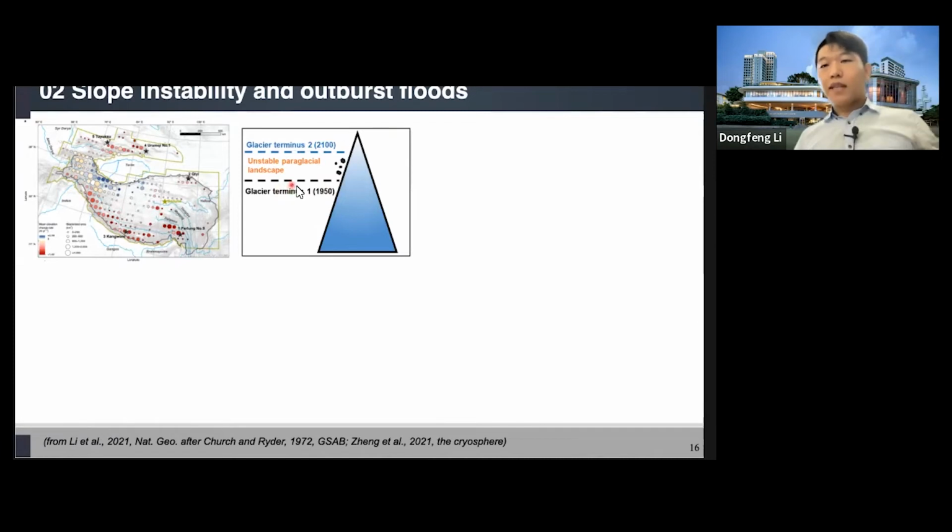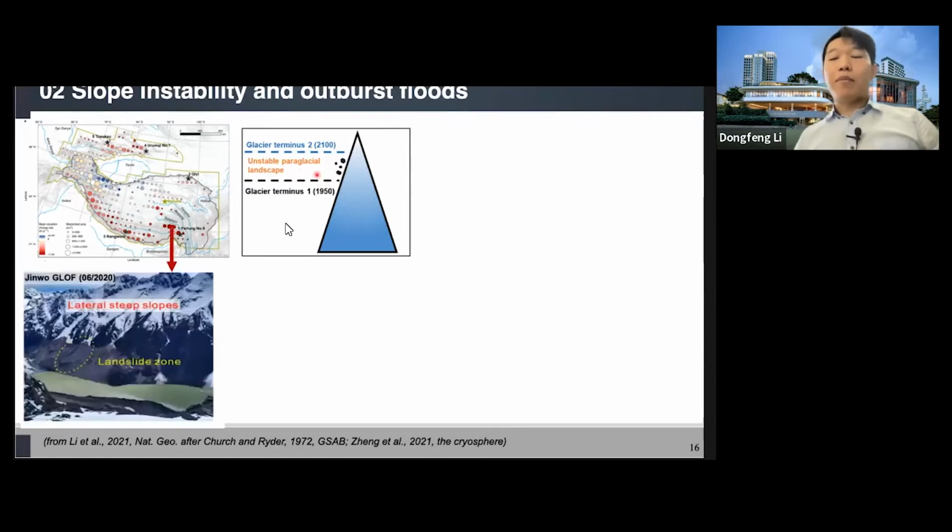Basically, it means that when the glacier retreats, for example, this blue dotted line here is the glacier elevation in 1950, and in 2100 we can imagine that with glacier retreat, this glacier terminus line shifts upstream to here. This newly exposed landscape is called the paraglacial landscape. It is very unstable due to the debuttressing effect, and it is prone to mass wasting processes, including landslides and debris flows.